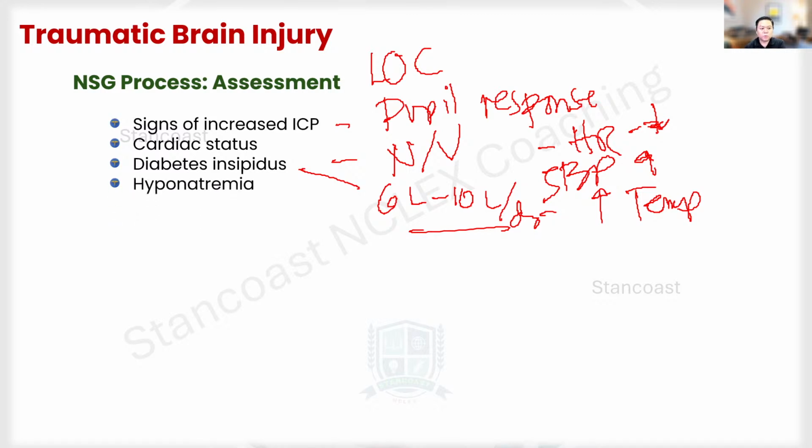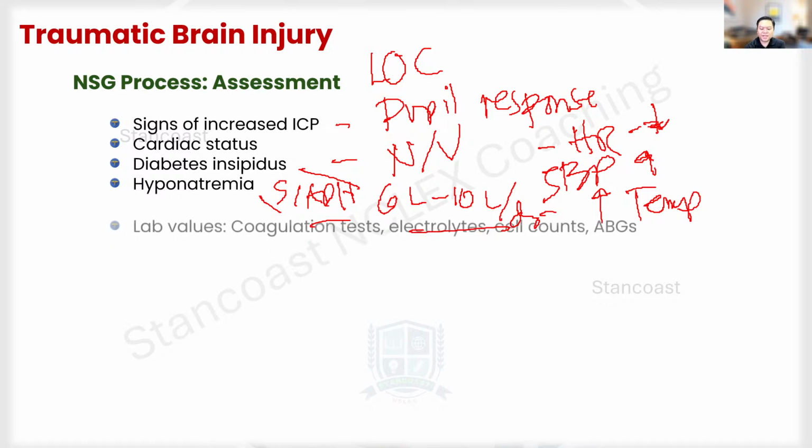What else? Hyponatremia. If there is syndrome of inappropriate antidiuretic hormone, if there is massive reabsorption of the fluids, it can cause dilutional hyponatremia, which can also lead to cerebral edema. So again, we're going to have to manage that with correcting the sodium level.